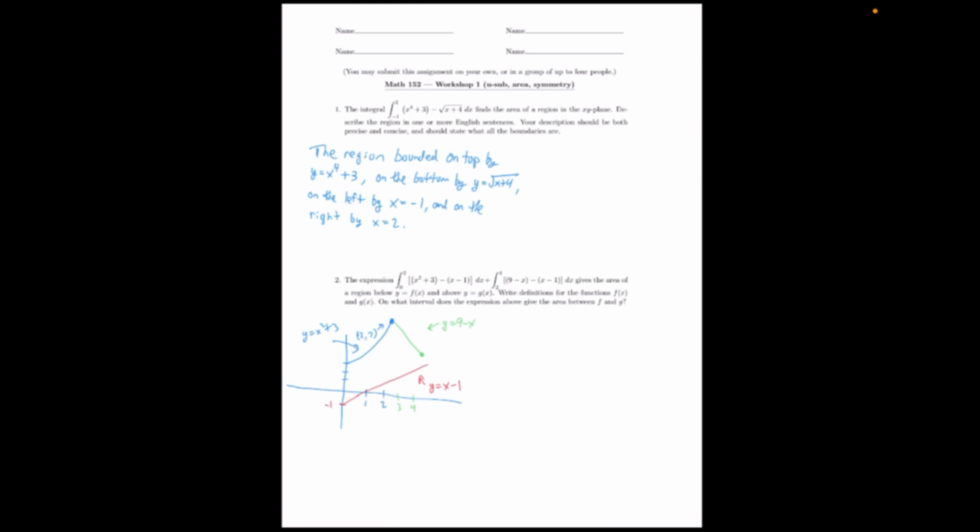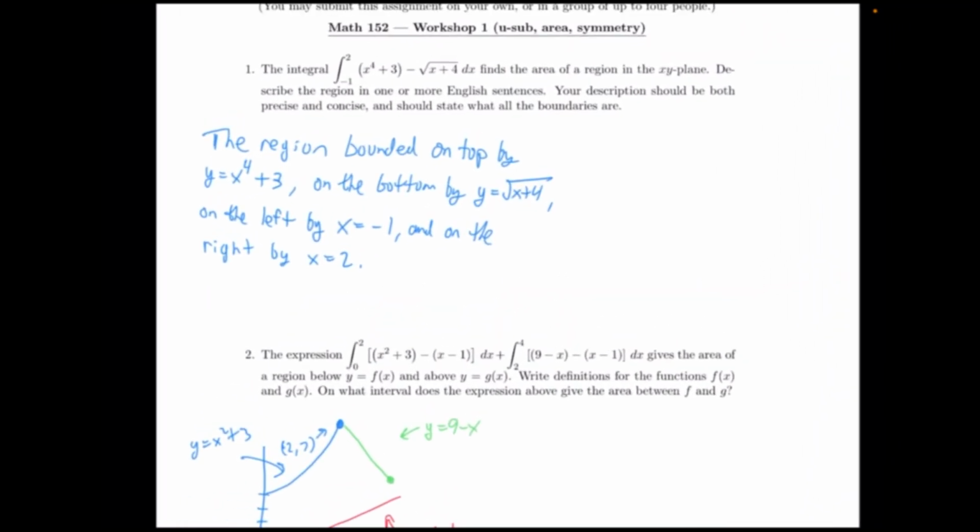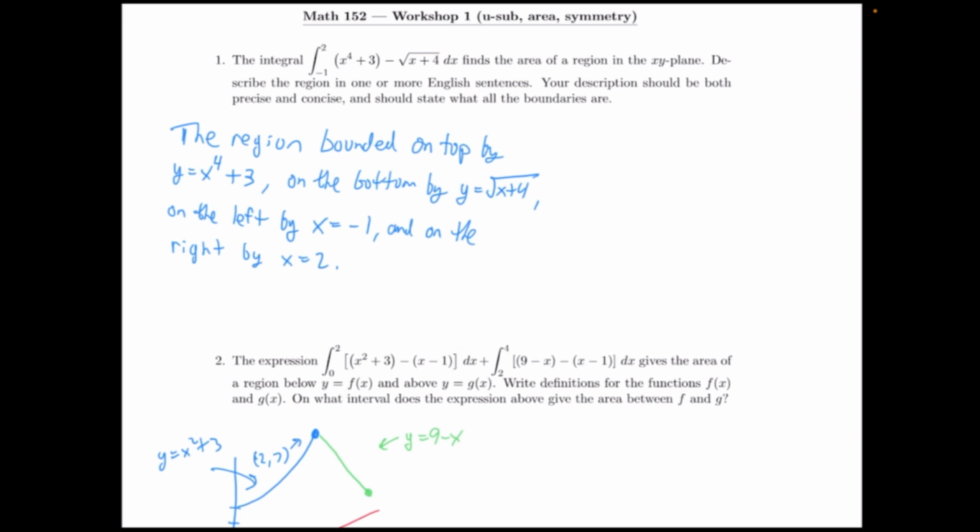So these are the solutions to workshop 1. For question 1, what I was looking for was to have you interpret the region whose area is found by the integral by just describing geometrically what this region looks like. I wasn't looking for you to basically translate the integral into words, but to understand that as we look at this subtraction problem in the integral, we're actually describing a region.